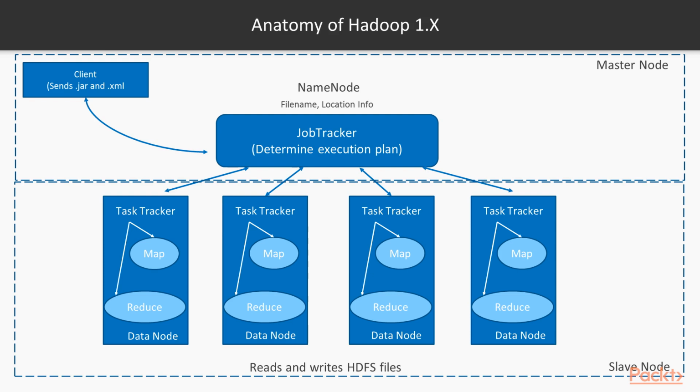Once the task tracker notifies the job tracker that the job has been completed, the job tracker sends a message to the client: "Hey client, your job has been completed, why don't you go to this data node and pick up the output from there, which is stored in that particular data node." And the client actually goes to that particular data node and picks up the output from there. That's how the whole Hadoop works.